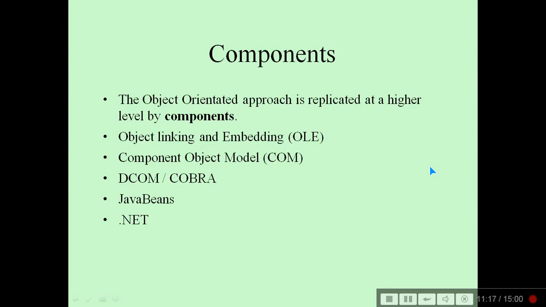The components are various programs, you can say, which make your system or software more comprehensive, more workable. So this may be OLE, object linking and embedding, COM, component object model, DCOM, and CORBA, and this is JavaBeans and .NET.